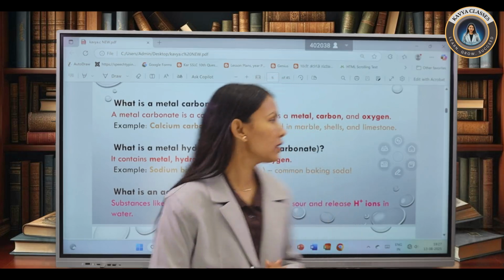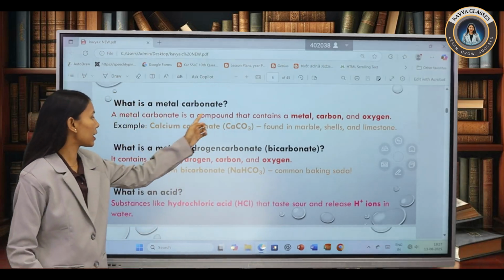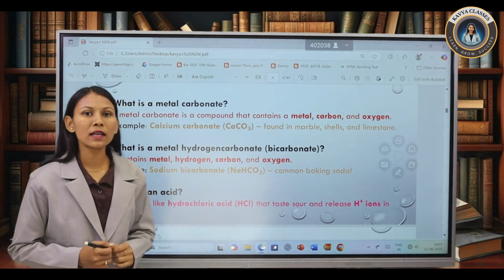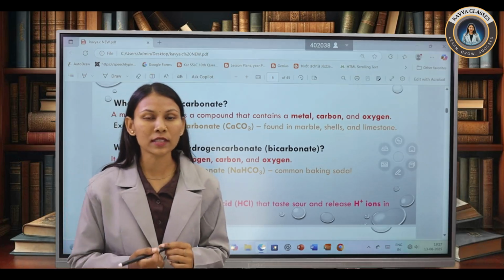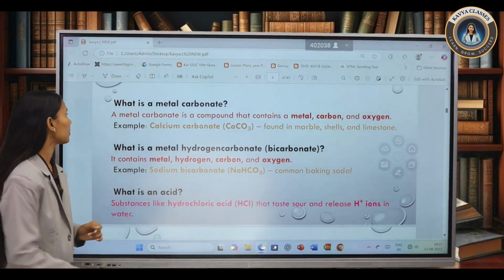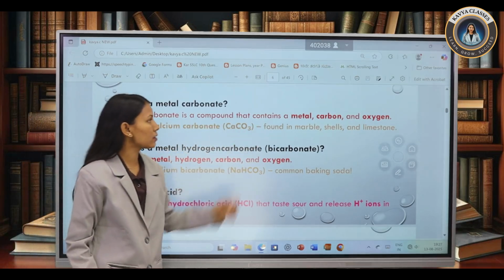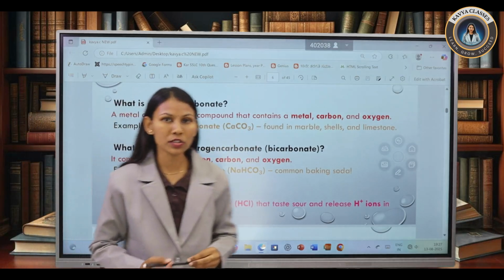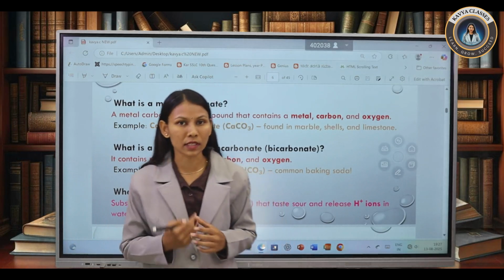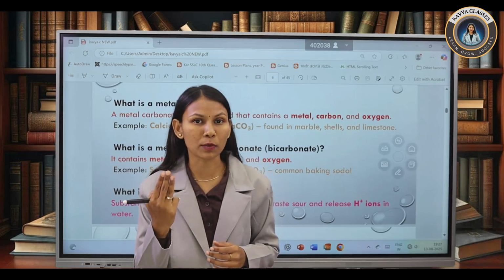Let's start the topic. In today's session, we'll be learning how metal carbonates and metal hydrogen carbonates react with the acid. Before going to that, let us understand what are metal carbonates and metal hydrogen carbonates. Our first step is understanding metal carbonate. What is metal carbonate? A metal carbonate is a compound that contains metal, carbon and oxygen. So this particular metal carbonate has three elements in it, that is metal, carbon and oxygen. These three combine together to form a compound.